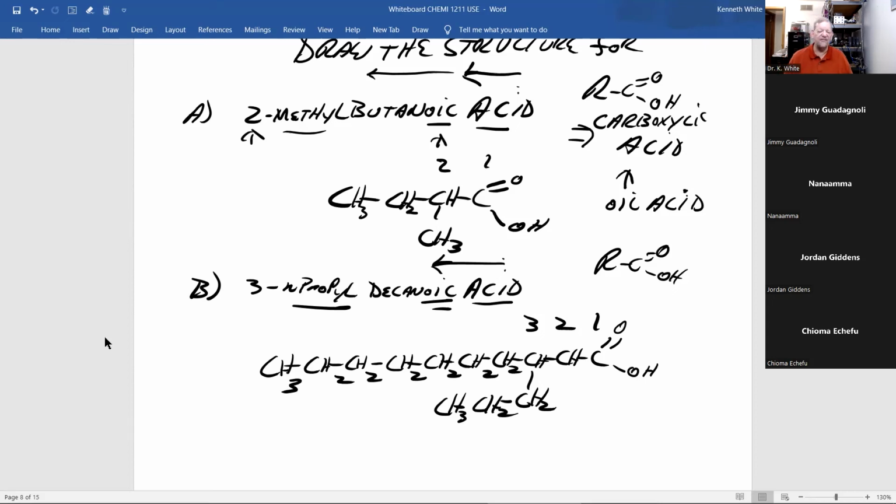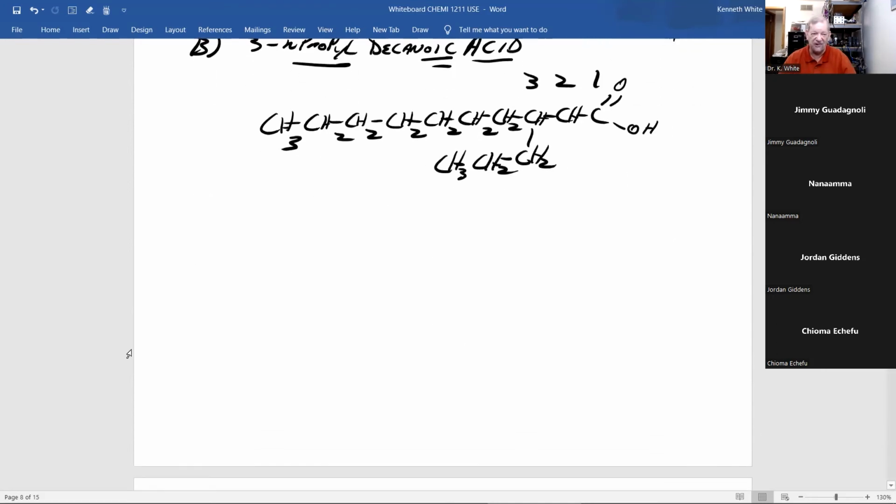And there we have 3-N-propyl decanoic acid. Oh, this was fun. Let's do one more because I'm having a good time.